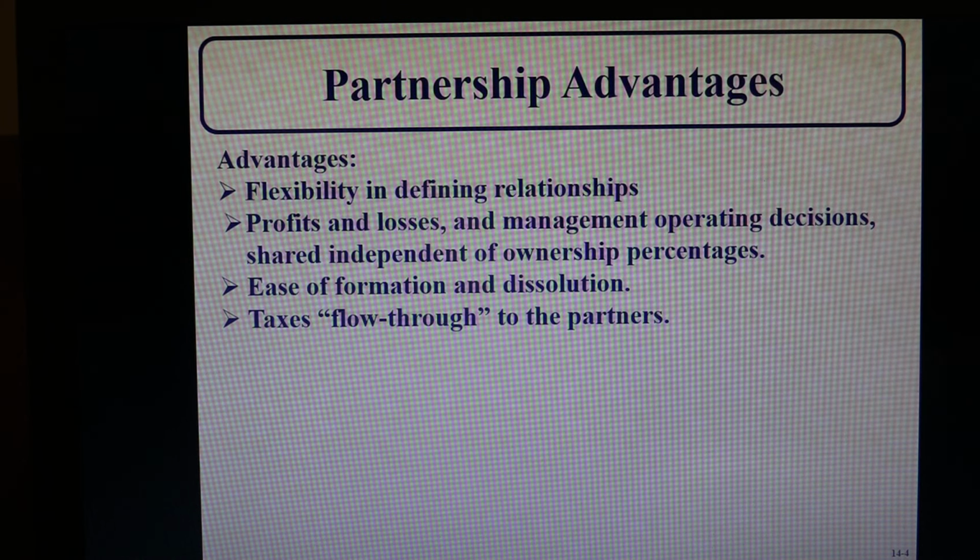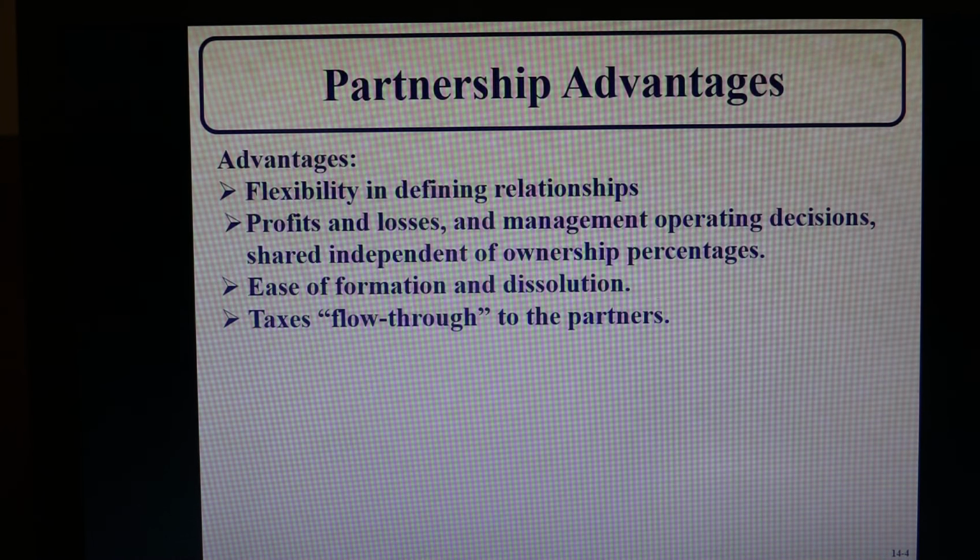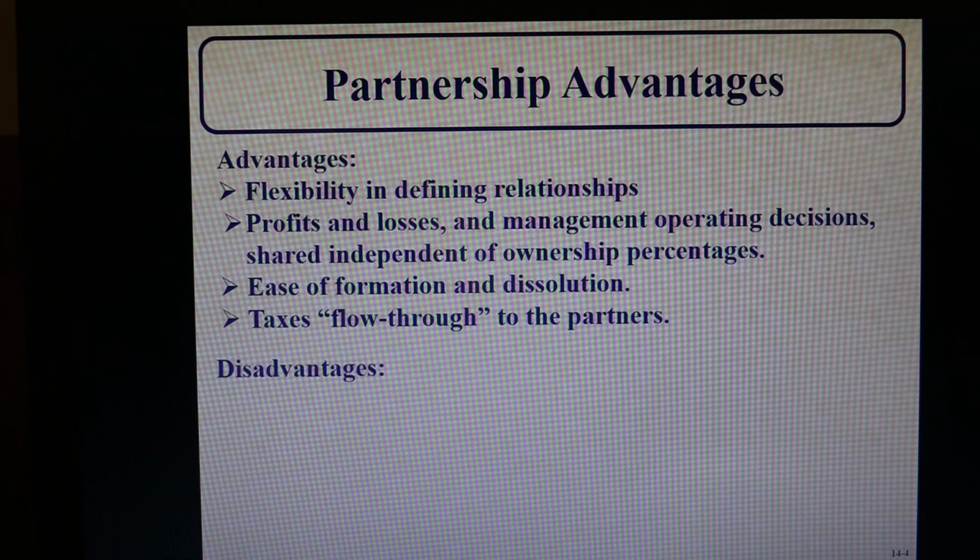The other thing is, because of this flow through to the partners, any operating losses can be used to reduce personal taxable income. Compare that with a C Corp. If they have an operating loss, since they're a separate legal entity, that doesn't flow through to the various owners of the corporation.